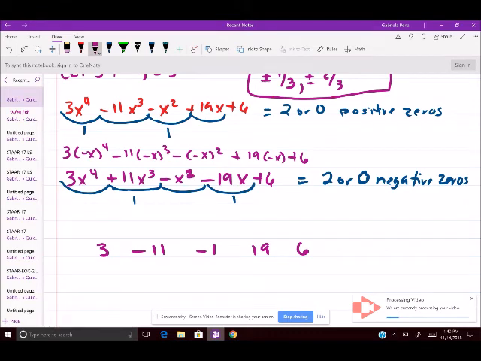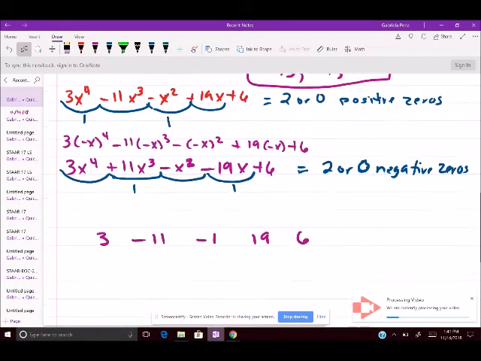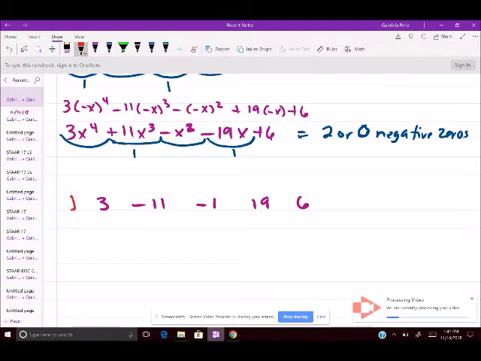I have to use numbers. I know by looking at that, 2 of my answers may be positive, 2 of my answers may be negative because it says 2 or 0, 2 or 0. So by looking at these numbers in the box, which one do you want to try? 1. Let's try 1. So we come here, we try a 1.